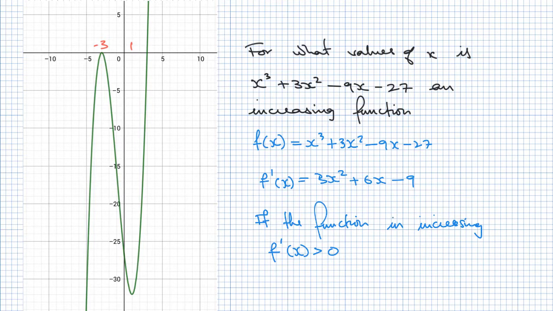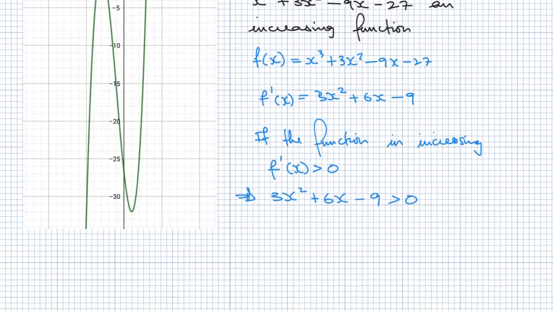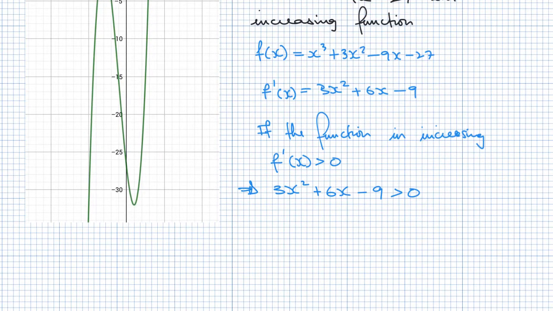If it's a decreasing function, then what will happen is that your derivative will be less than 0, because it means you'll be going down, getting negative. And if it's equal to 0, then that is a turning point. So anyway, we're only interested in if it's increasing. So what I'm going to now do is say that this means that 3x squared plus 6x minus 9 has to be greater than 0 for the function to be increasing. All right, so let's go work that out.